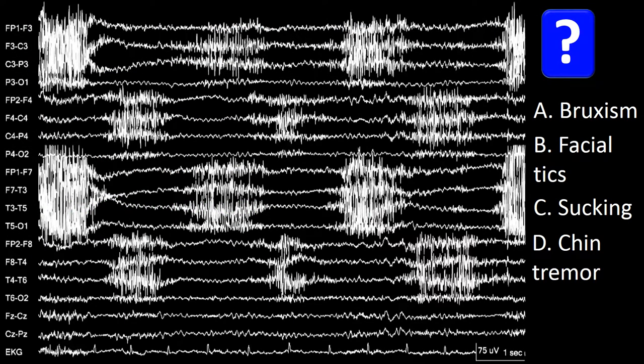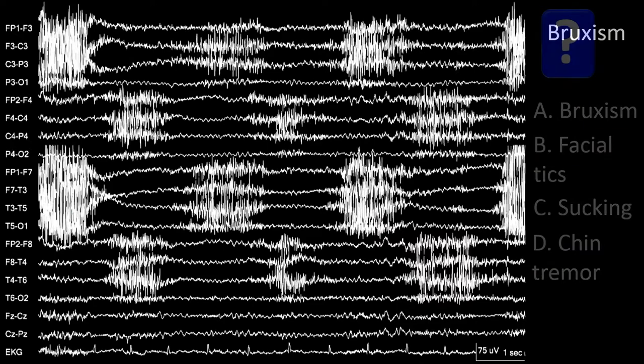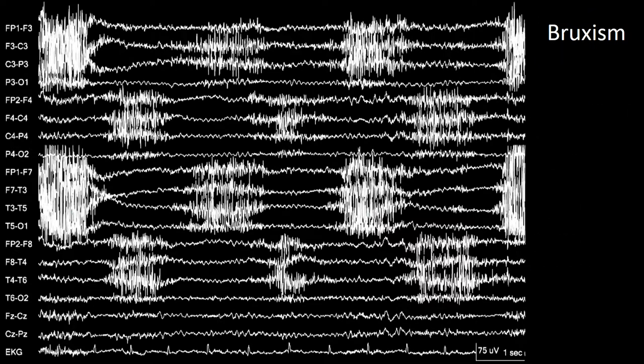Next question. Please take a look at this frame and choose the best answer. A. Bruxism, B. Facial tic, C. Sucking, D. Shin tremor. This pattern is characteristic of bruxism. Notice the alternating appearance of the muscle contraction. It has been labeled a checkerboard appearance.